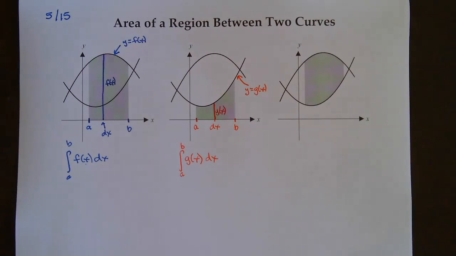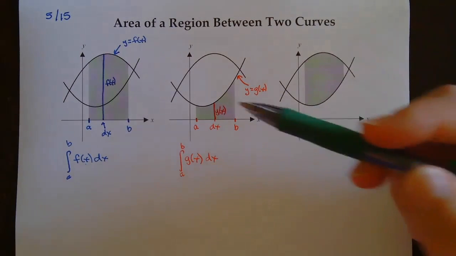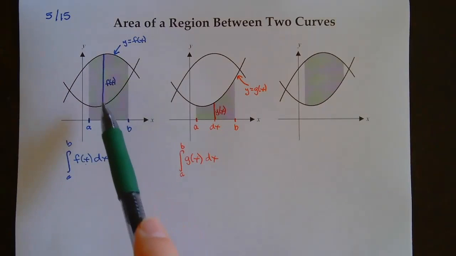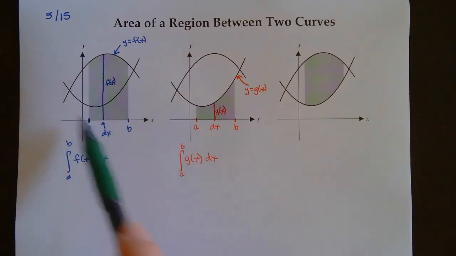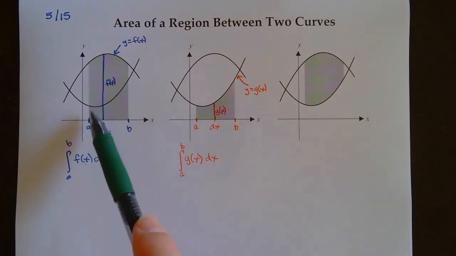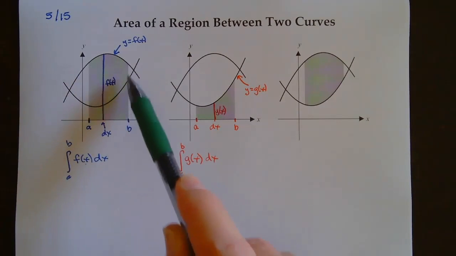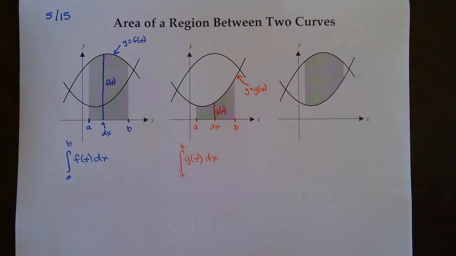All right, let's go to the next one. One thing I want you to understand is that if we were to take this area and remove this part, we'd have to subtract. We'd be left with this part, and that's what we have here.